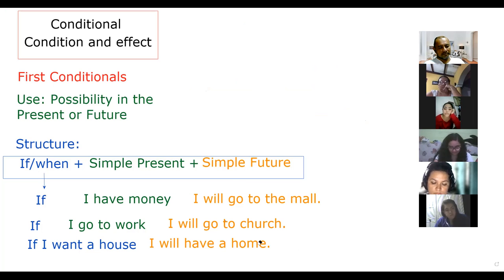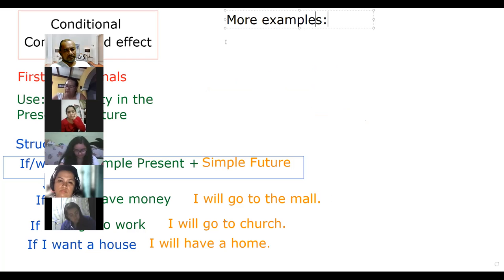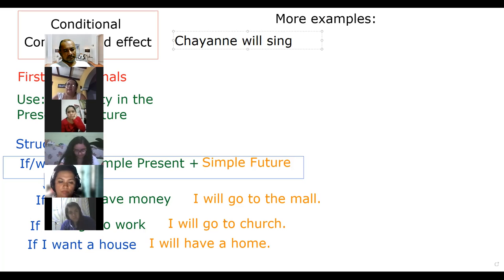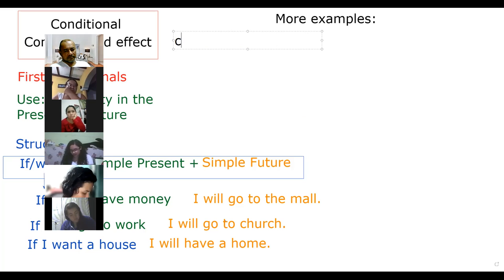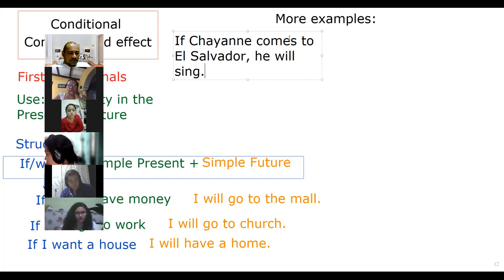All right. Now, if guys, si vos das un ejemplo en tercera persona, let's have another example here, okay? Let me bring up the, let's have more examples here, okay? More examples, okay? So if I say, guys, Cheyenne, right? Cheyenne will sing, all right, I can say, hold on, let's go. Yeah, let's go with that, okay? Cheyenne, if Cheyenne comes to El Salvador, he will sing, okay? So, si Cheyenne viene El Salvador, él va a cantar.